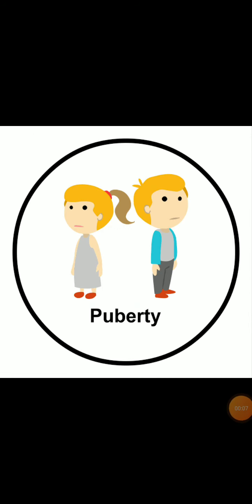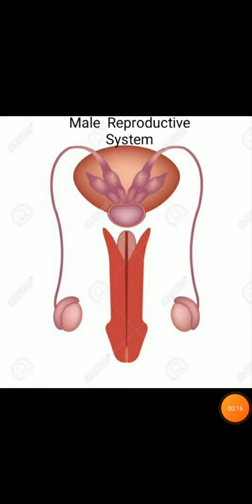In our previous session, we studied the changes that occur in boys and girls during puberty. Let us now look at the systems involved in the process of human sexual reproduction. First of all, we will learn the male reproductive system.